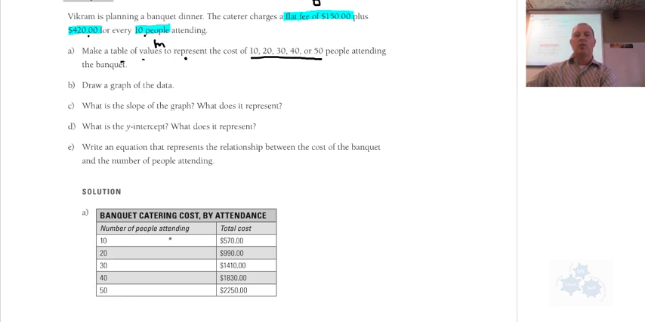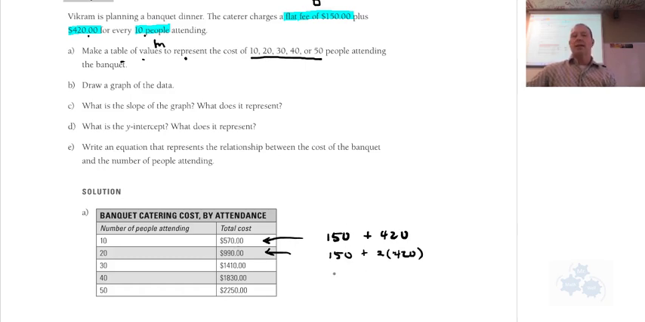You would take the $150 flat fee, plus for 10 people, it's $420. And that's where you get 570. For 20 people, it's the 150 flat fee plus 2 times 420. See that? Yeah, you could add 420 each time, but this is how you get the number from scratch.